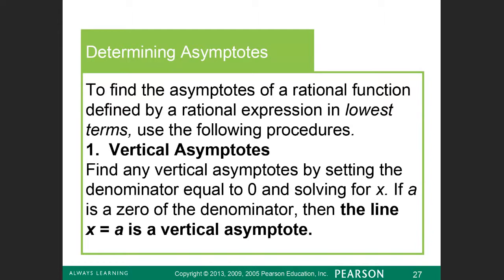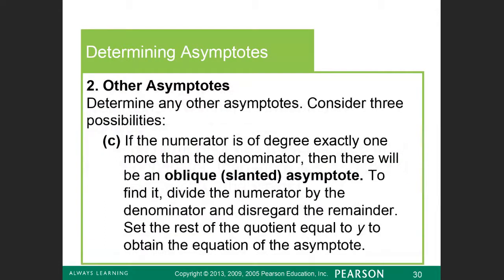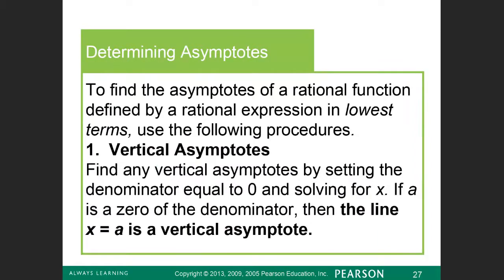Determining asymptotes. We have three asymptotes here. The first one is the vertical asymptote. And the second one would be the horizontal asymptote. And the third one would be the slanted asymptote over here. I'll give you a chance to read the definition first of the three asymptotes.